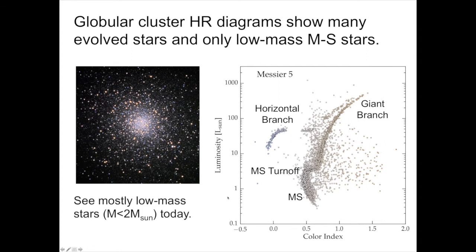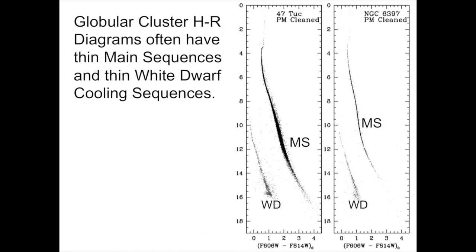What we see in a globular cluster Hertzsprung-Russell diagram are mostly low-mass main sequence stars with masses of 1 to 2 solar masses and below, and the rest have either evolved into giants and horizontal branch stars or have become white dwarfs. Indeed, if we look deep into cluster Hertzsprung-Russell diagrams, we see they often have very, very thin, beautifully defined low-mass main sequences and very thin white dwarf cooling sequences.